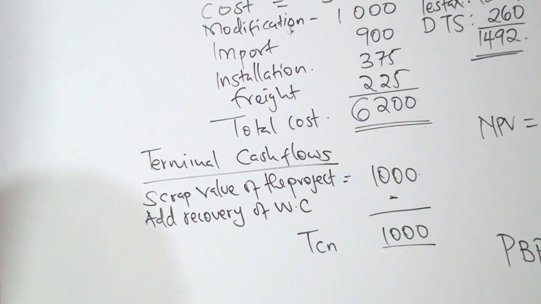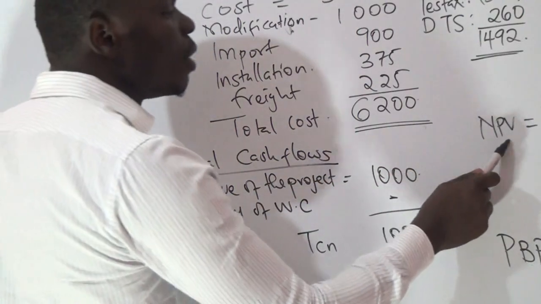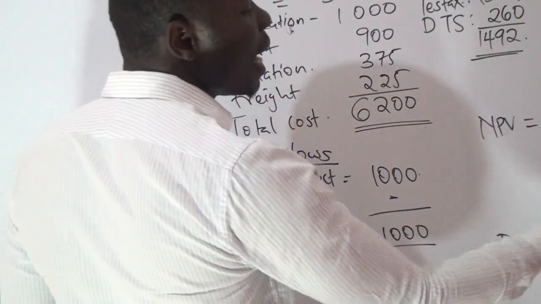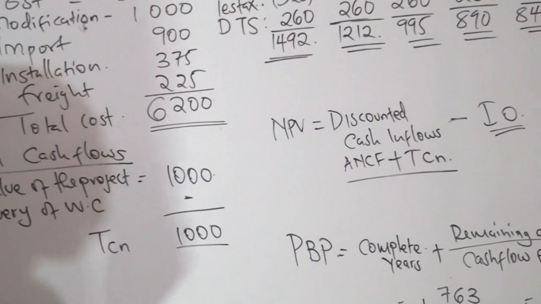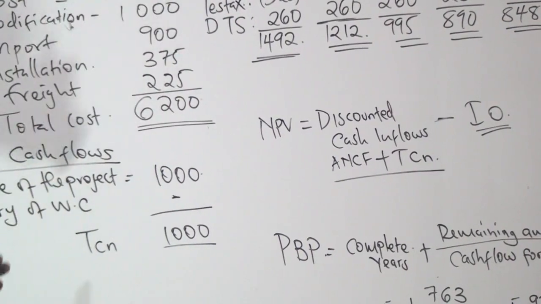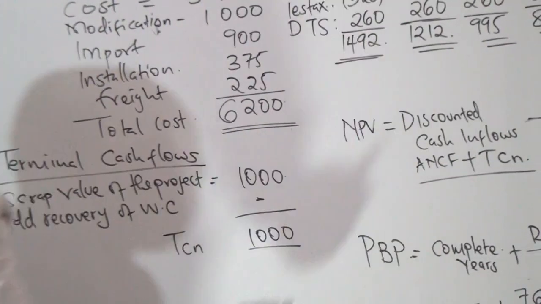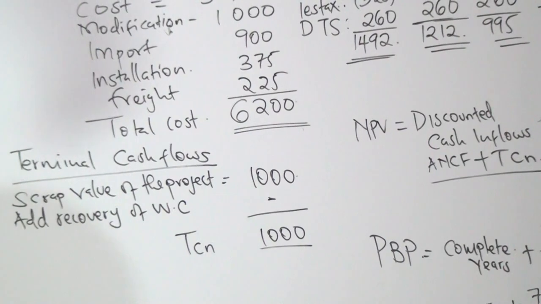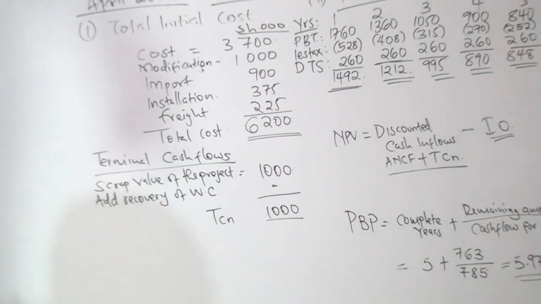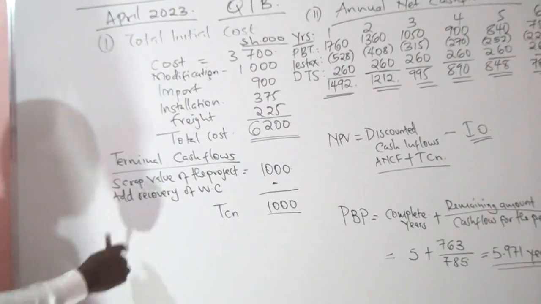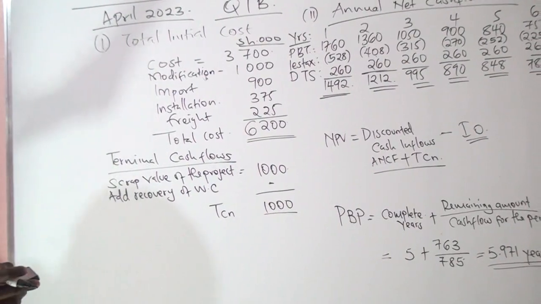But remember, on getting our NPV, we are told discounted cash inflows. So all the cash inflows that we have here, we need to discount them. And we have our terminal cash flow and the annual net cash flow. Let's start by discounting our terminal cash flows.